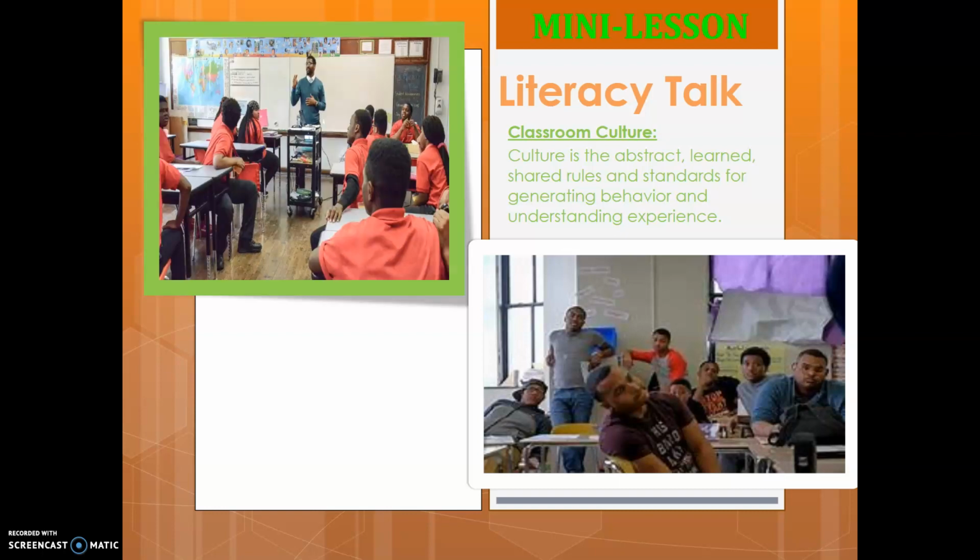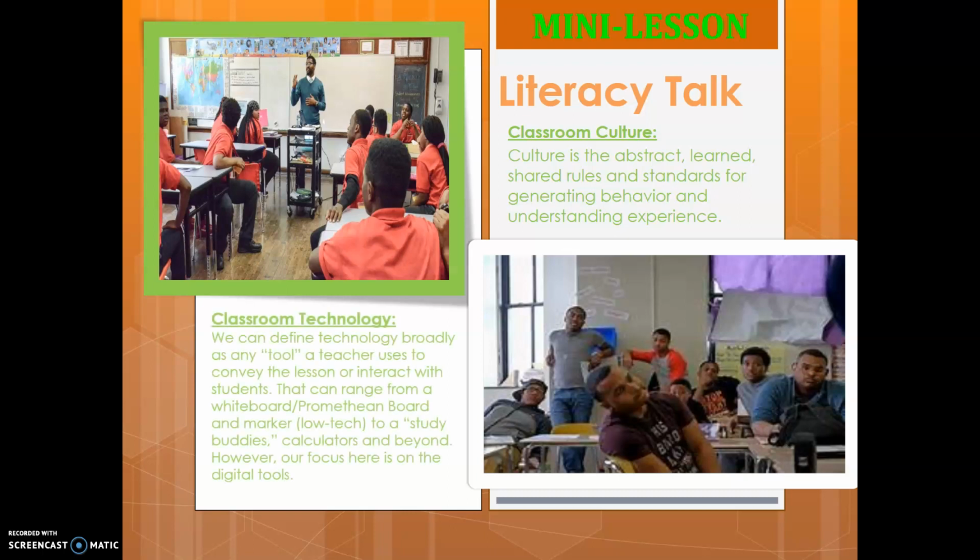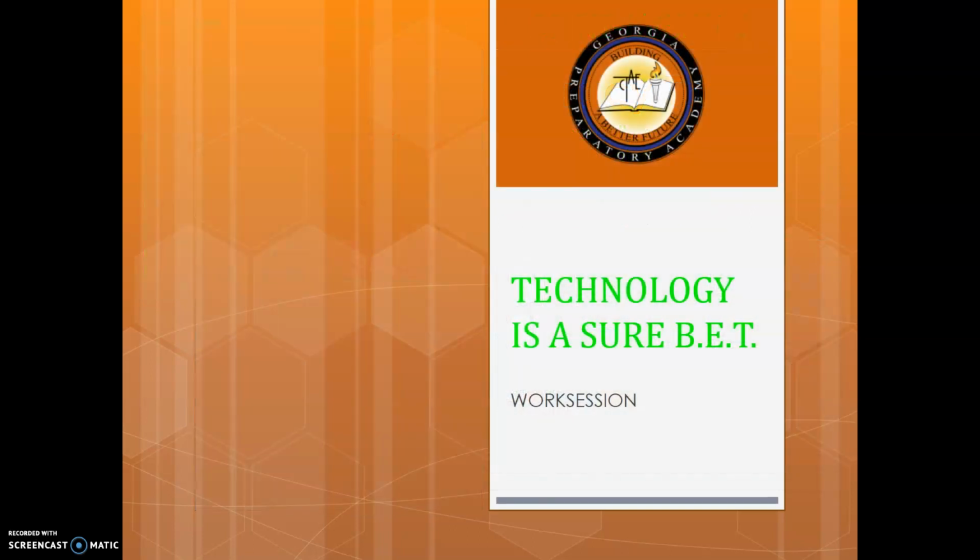The second thing we wanted to define was classroom technology. We define classroom technology broadly as any tool a teacher uses to convey the lesson or interact with students. It can range from something very high-tech, like interactive whiteboards, to something very low-tech, as simple as using a marker or a calculator. It doesn't really matter the tech of the technology. What's important is that it's a tool being used to help students to learn. Then we went into the acronym BET.